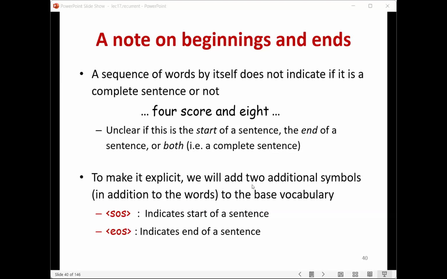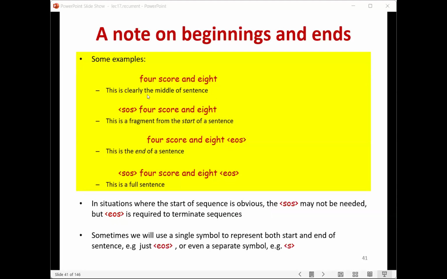So to make it explicit, I'm going to add 2 additional symbols: a start of sequence, a start of sentence marker, and an end of sequence or an end of sentence marker. So here, for example, 4 and 8 has neither an EOS nor an SOS. So this is clearly the middle of a sentence. SOS, 4 and 8. So it means that 4 was the first word in the sentence because it was preceded by a start of sequence marker.